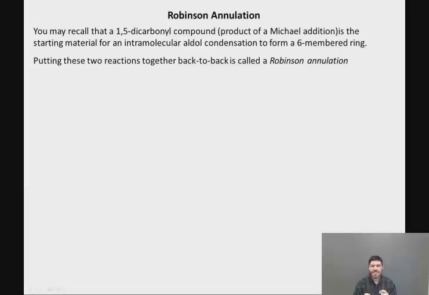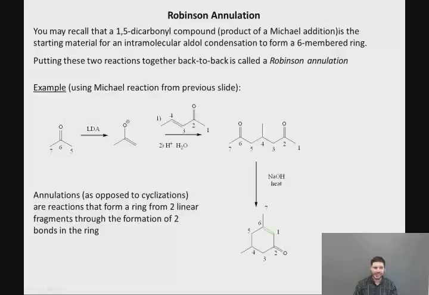So if we put these two reactions together back to back, first we do a Michael and then we do an intramolecular aldol, it is called a Robinson annulation. Okay, so first look at the example and then we'll talk about why it's called what it is. So we are taking ultimately two ketones. And the product we're eventually going to get out has the 6-membered ring on the bottom right.